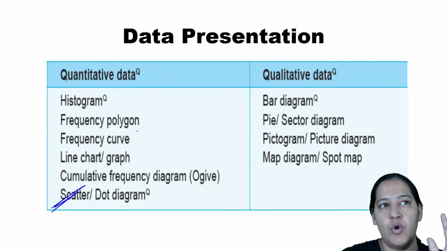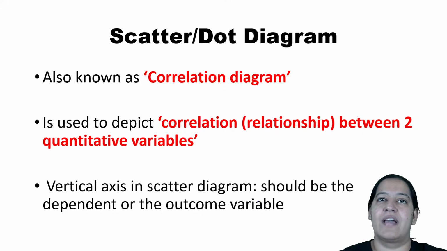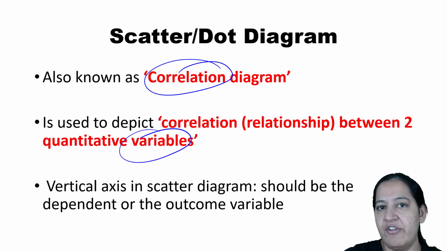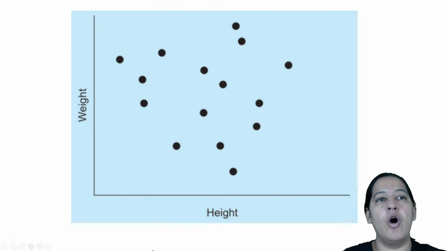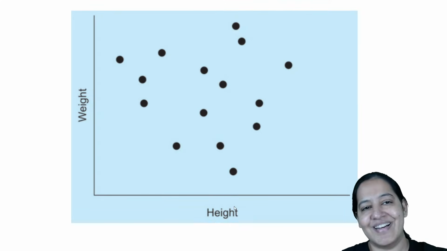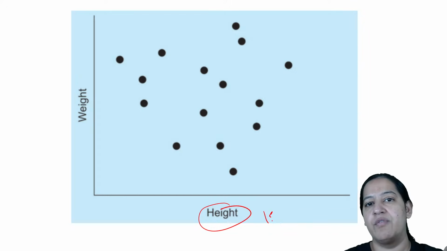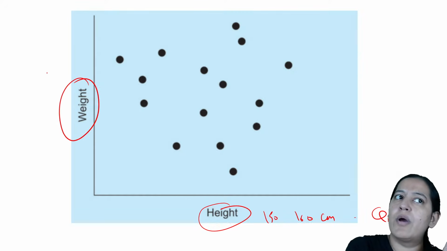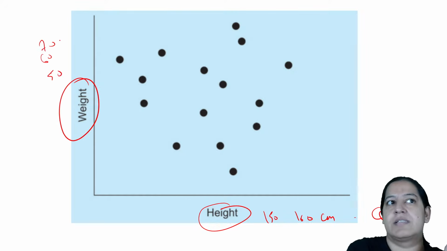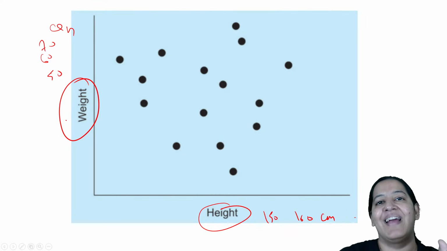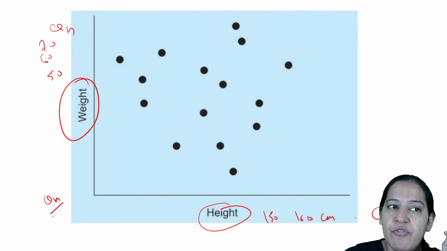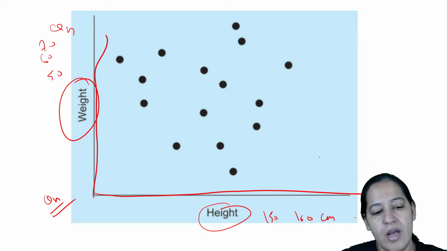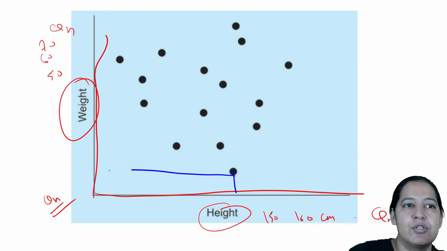Last is the scatter diagram. In quantitative data, the last is the scatter diagram or dot diagram. A scatter or dot diagram shows the correlation between two quantitative variables. Now I will take height and weight. Height and weight are both quantities. Height is measured in centimeters, so 150, 160, whatever it is. Weight can be 50 kg, 60 kg, 70 kg. I am taking one variable on the x-axis and one on the y-axis. So there is a boy whose weight is this and height is this. So I am drawing it here.